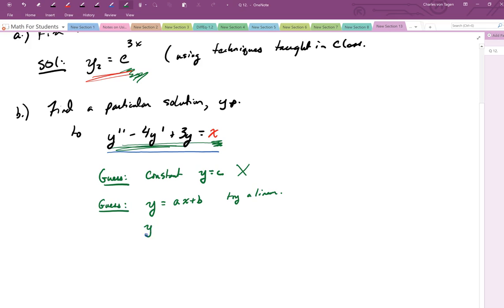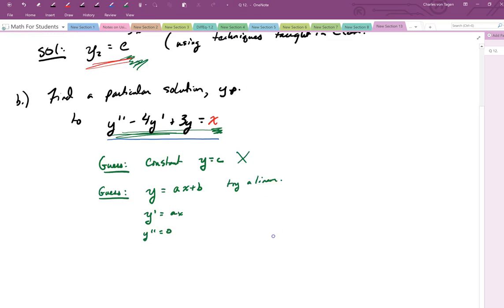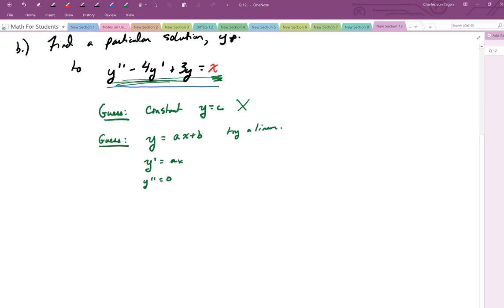So if that's our guess, y prime would equal a and y double prime would equal 0. Excuse me, I had an error here. The first derivative should have just been a. So if we substitute y double prime, y prime, and y into the equation, we get 0 minus 4 times a plus 3 times ax plus b, and we want this to equal x.